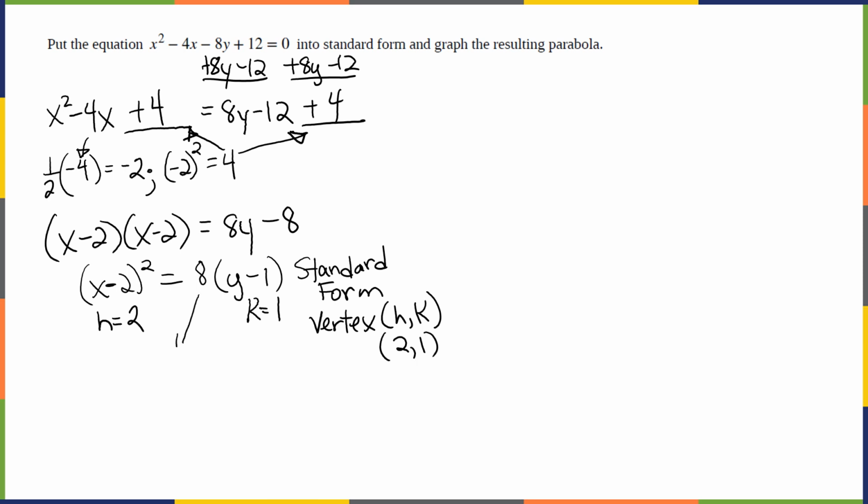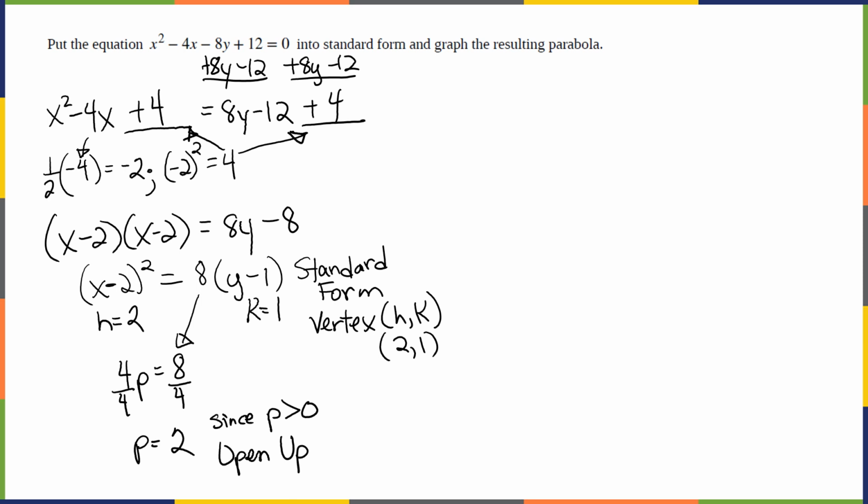Then we'll use this value of 8 to identify p. Remember from the formulas, that number is actually equal to 4p. So 4p is equal to 8. Dividing by 4 on both sides, p will be equal to a positive 2. Since p is positive, the parabola will open up. Because this was quadratic in x, it is a vertical orientation parabola, and since the p-value is positive, that means that it opens up.